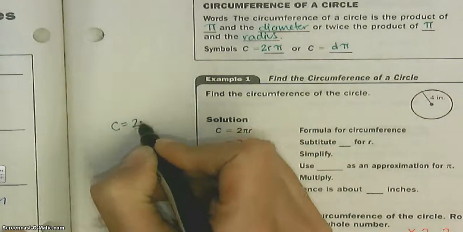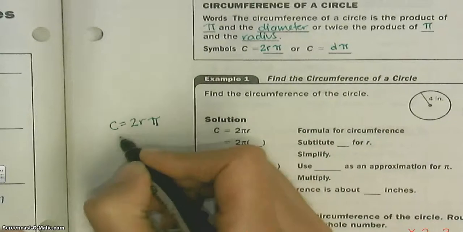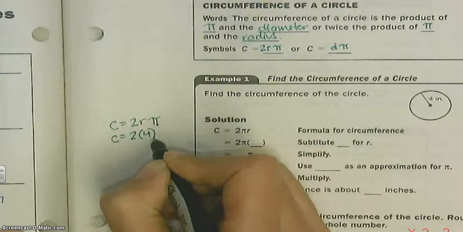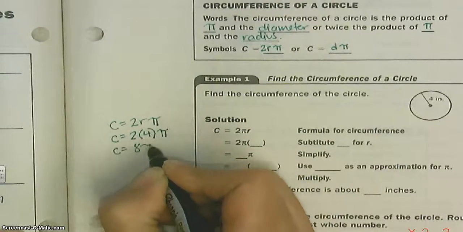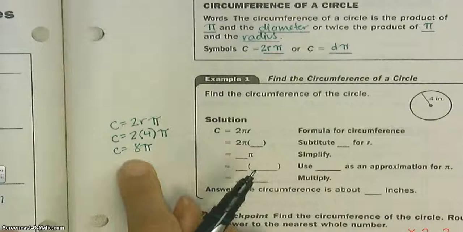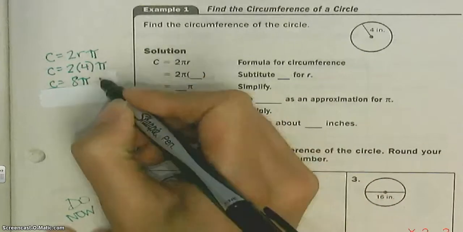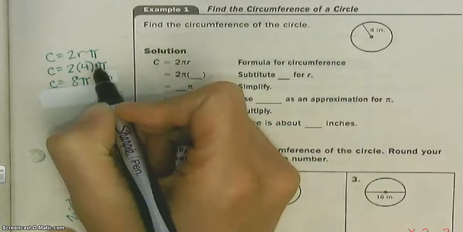So here, we're going to start by writing our formula. C equals 2r pi. We know the radius is 4. 2 times 4 times pi. So that's 8 times pi. If you don't have a calculator, you can leave it just like this. It's 8 pi inches. Remember, this is the distance around, so it's just inches.